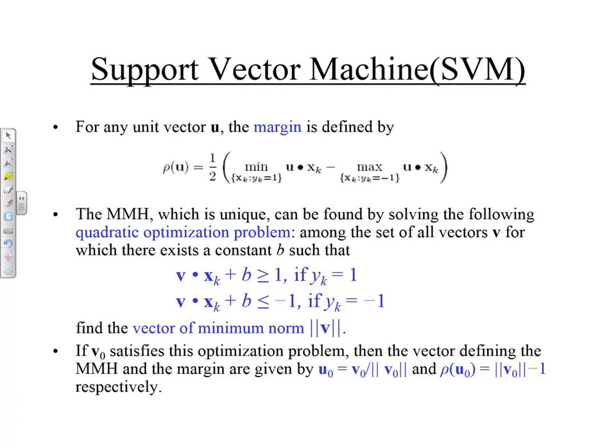Detailed explanation. If v0 is the solution, so you're trying to find the vector of minimum norm, let's say v0 is the one you found by solving this optimization problem. Then the vector defining the maximal margin hyperplane and the margin are given by u0, the unit vector, you have to scale it down, v0 over norm of v0, and the margin is given by one over the norm of v0, respectively. Again, for these things you can look at any book on pattern recognition.